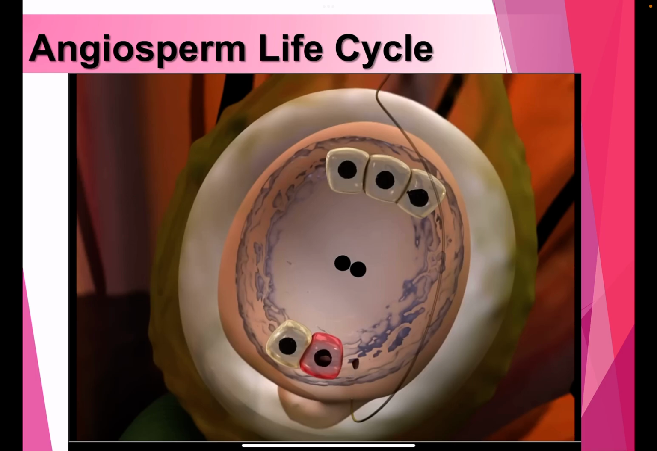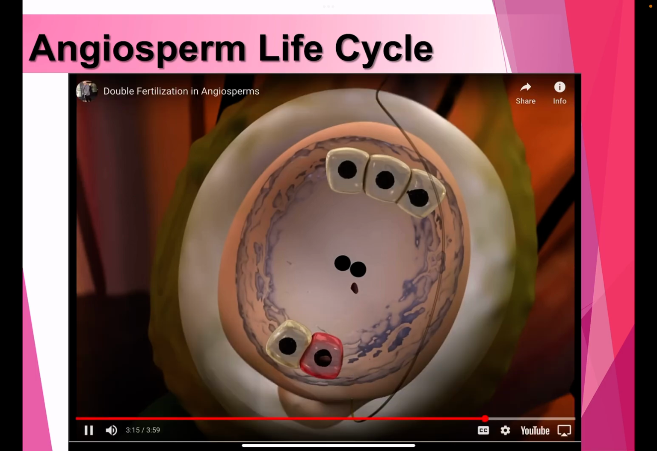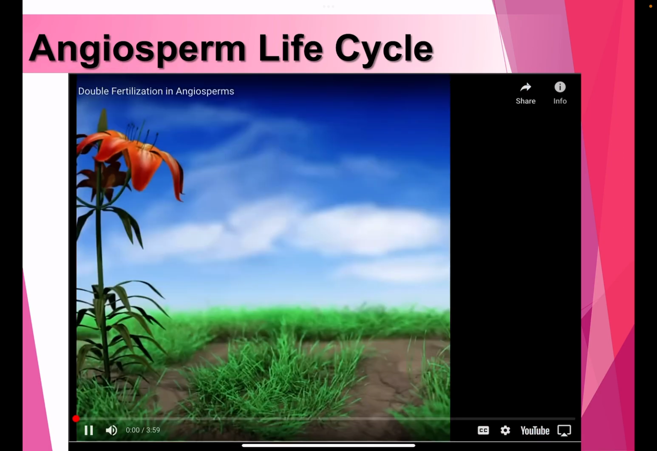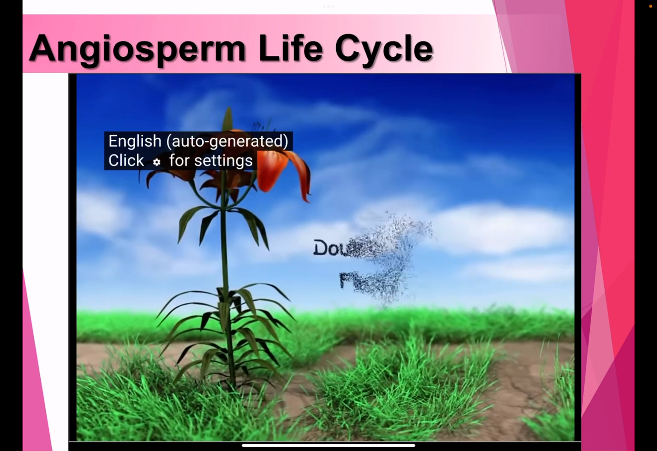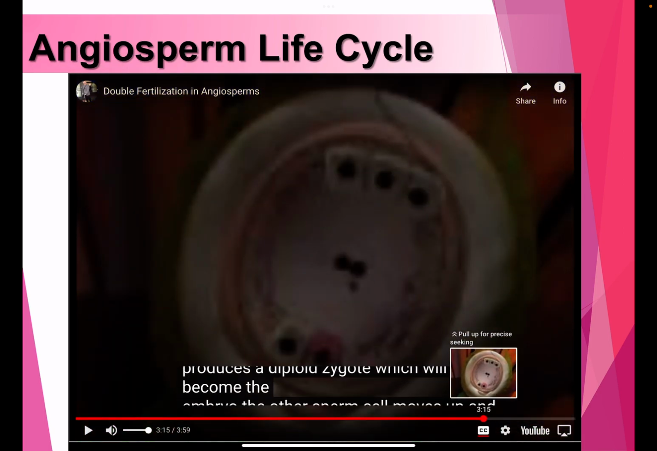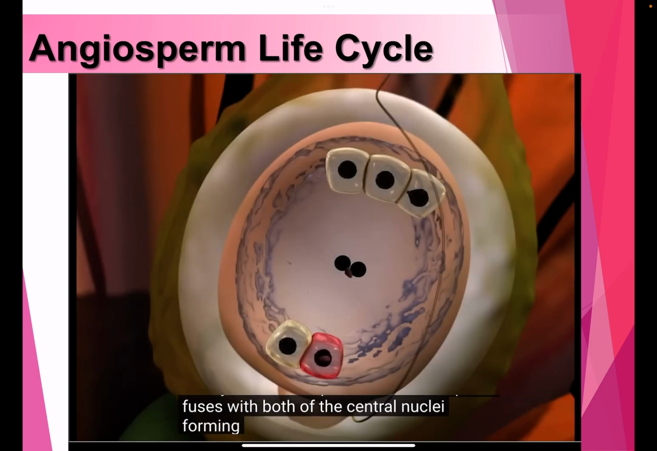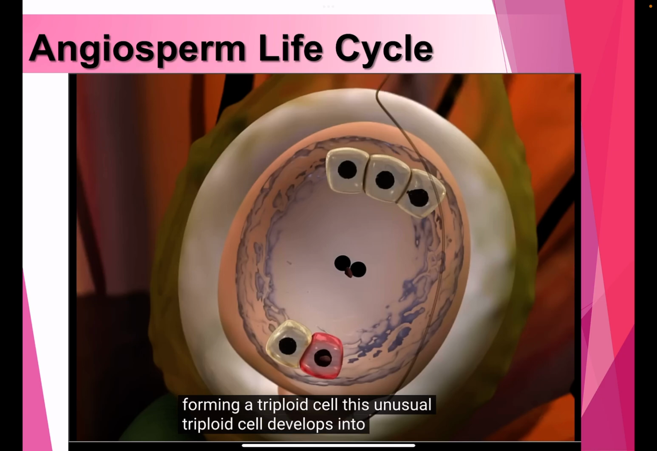The other sperm cell moves up there and fuses with both of the central nuclei, forming a triploid cell. This unusual triploid cell develops into an endosperm and serves as the embryo's food supply during early development.